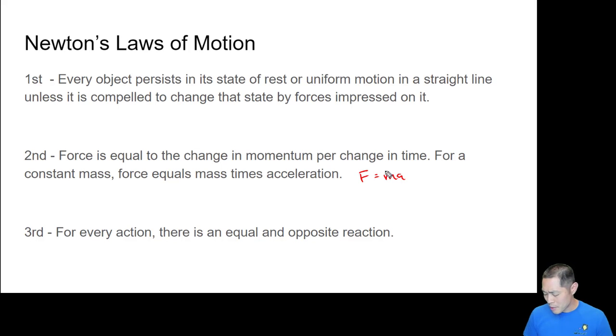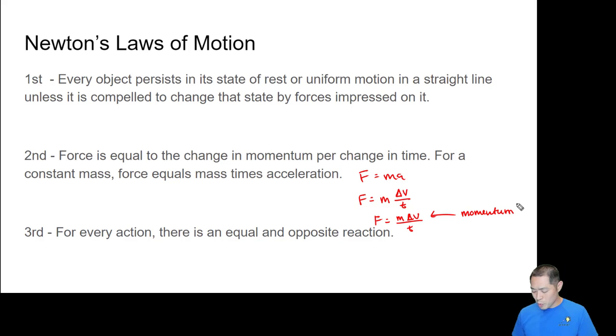It's kind of weird, but if you rearrange this, remember that acceleration is change in velocity over time, right? Change in velocity is vf minus vi. That over time gives you acceleration. But he saw a relationship like this, where you have mass times change in velocity over time. This is technically called momentum. So that's how Newton thought of force.